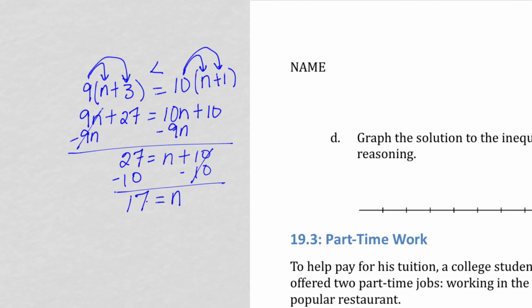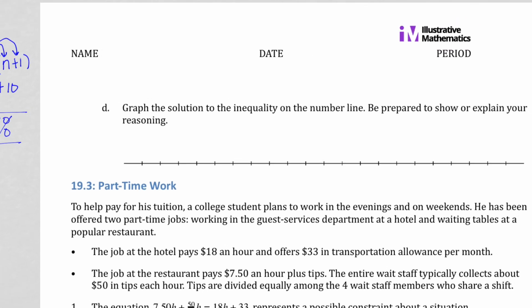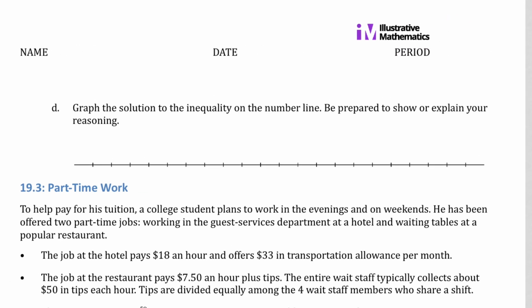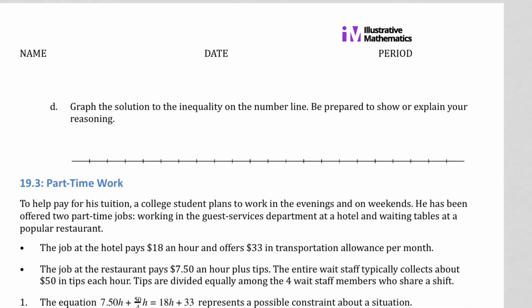that is 17. So at 17, the orchards are going to be the same cost. So for 17 students. So over here, we're supposed to graph the inequality on the number line. So we need to go to, actually, I'm just going to put 17 right here.